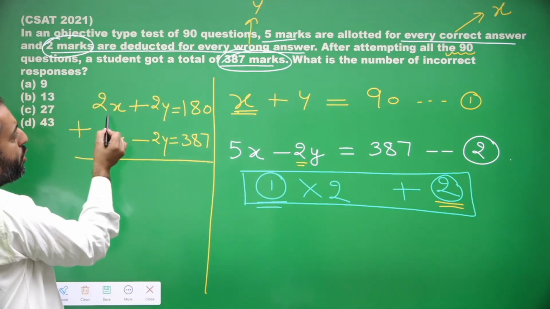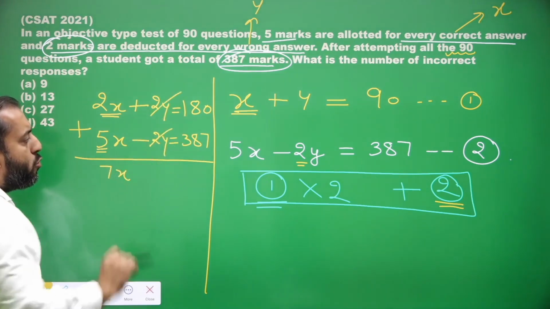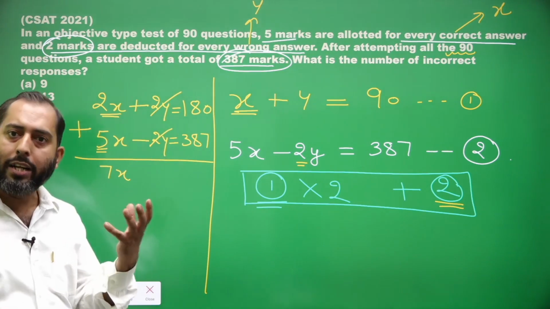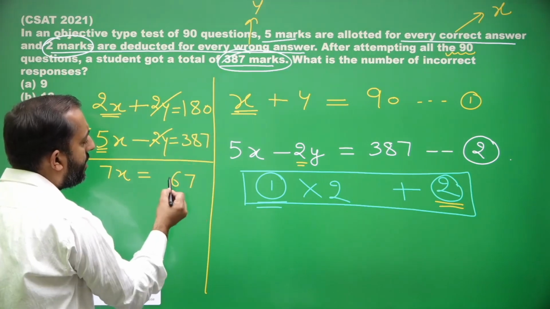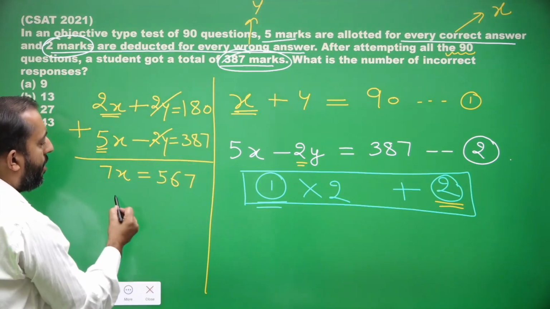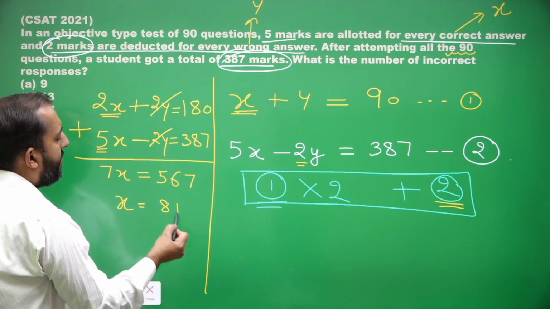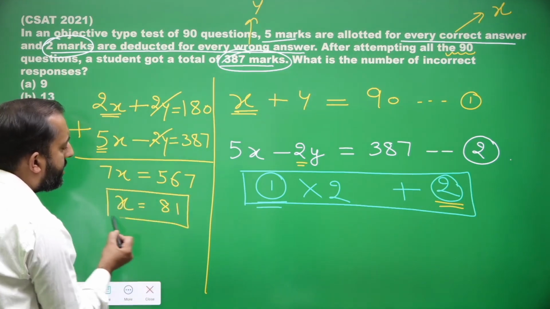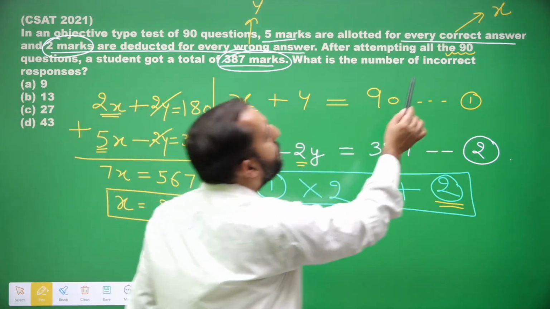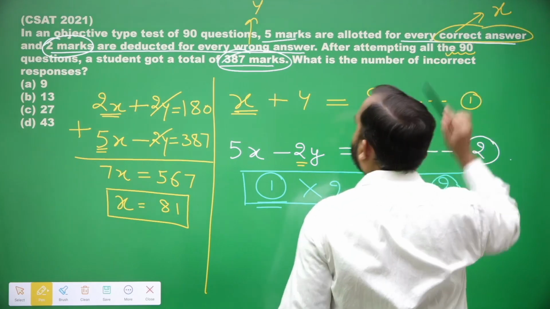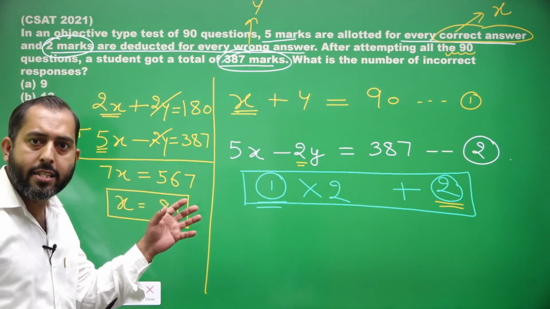If you add these two equations, 2x plus 5x becomes 7x, and positive 2y and negative 2y will get cancelled out. So 7x will become equal to 180 plus 387, so it becomes 567. Now from here, 7 8s are 56, 7 1s are 7. So what is x? x is 81. Now x is the number of correct answers, so he has attempted 81 correct answers.